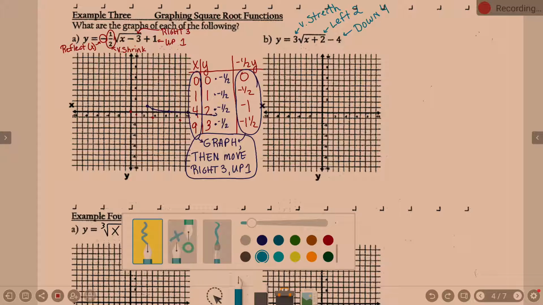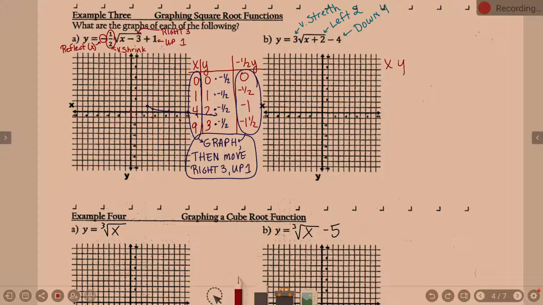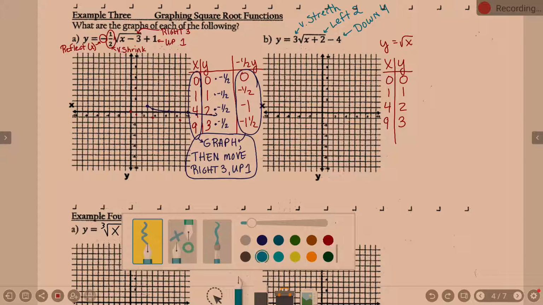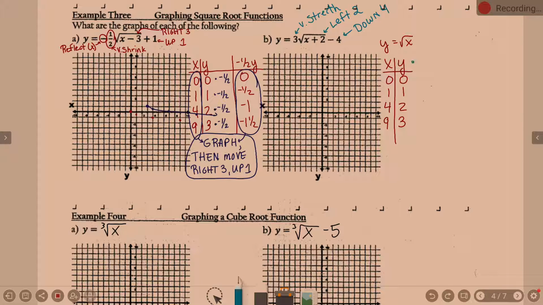So, now, yesterday, for a basic square root of x graph, on the front side of your notes, we had the basic ordered pairs of 0, 0, 1, 1, 4, 2, and 9, 3. Those were the numbers we used for square roots because we can take the square roots. Because we are stretching by 3, we're going to multiply each of these y values by 3.